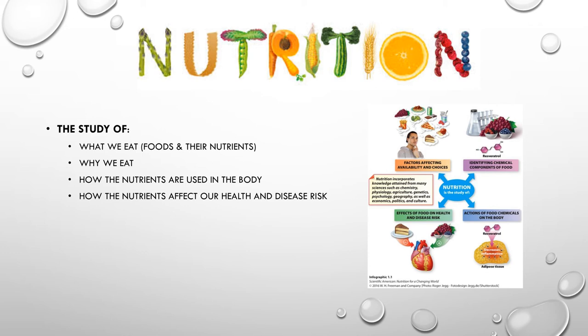Next, we identify the chemical components of the food, which is so important for all of us to get at least a foundational grip on what is in those foods and why we would want to choose one over the other. Once we get those nutrients in our body, then how are the actions of those food chemicals affecting our health and disease risk?